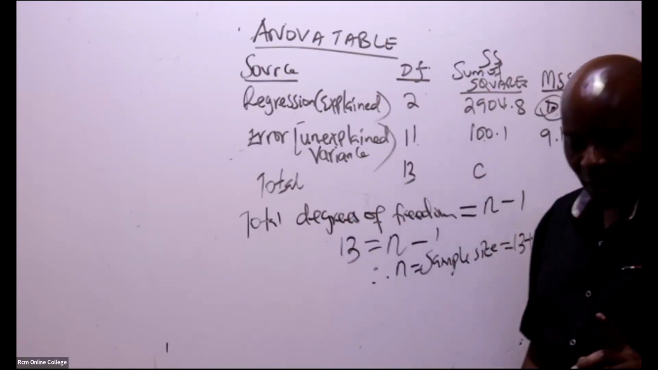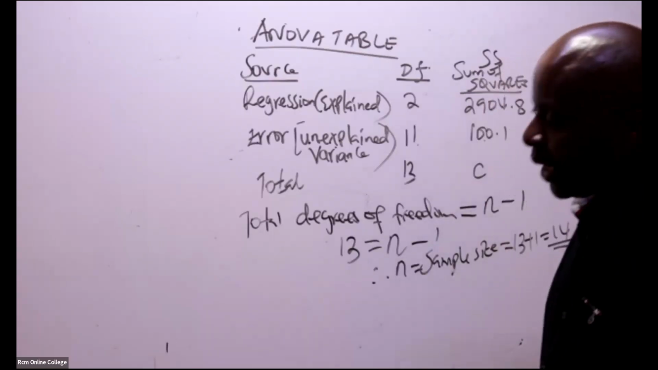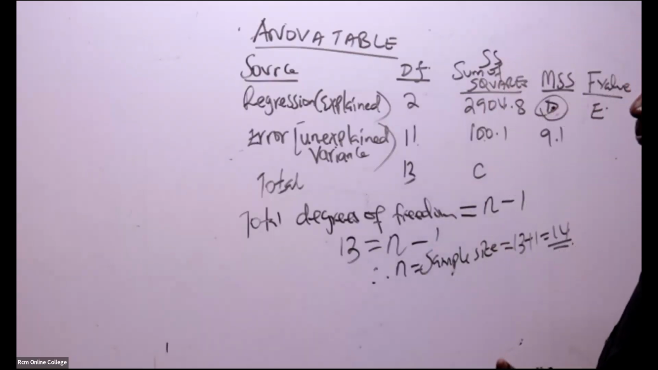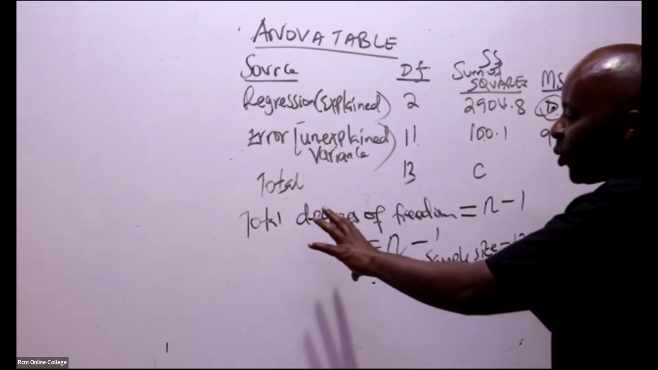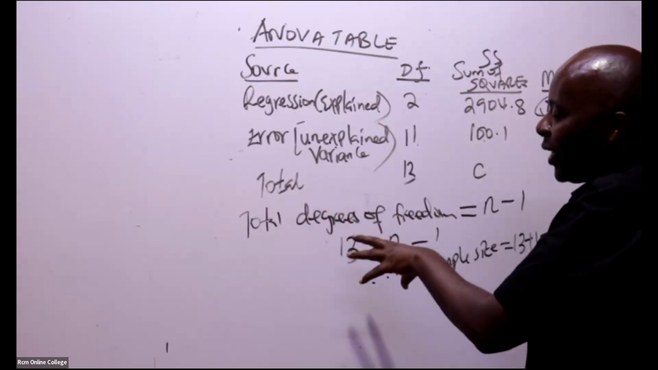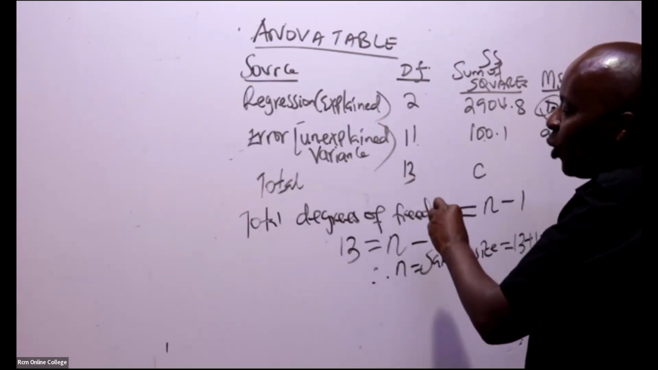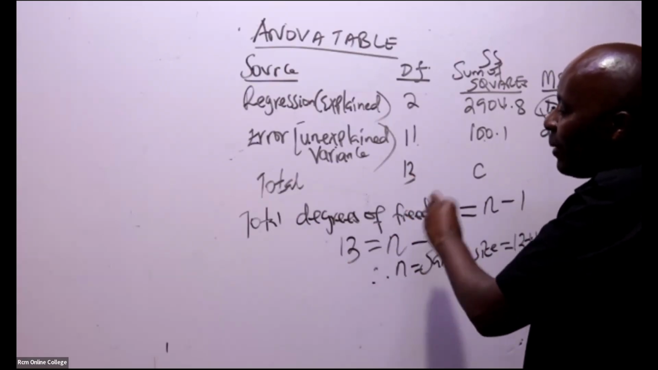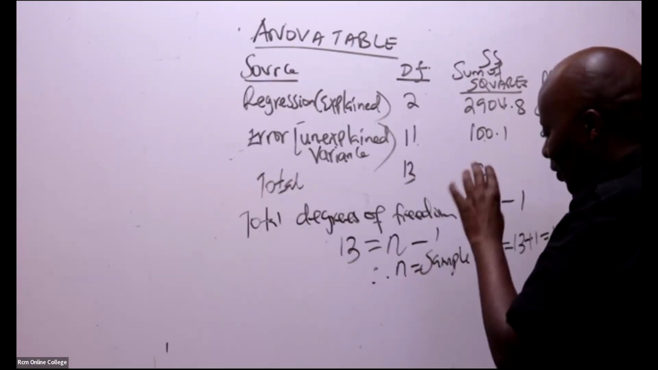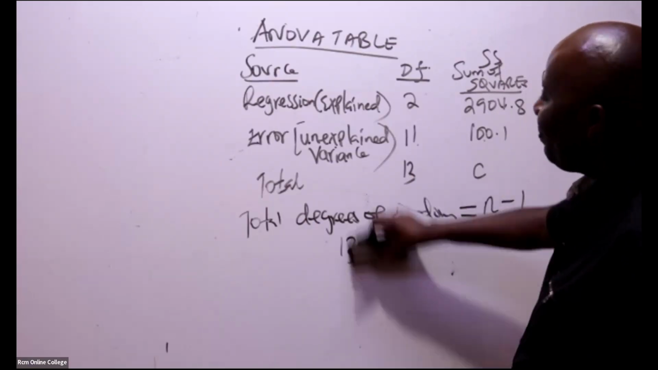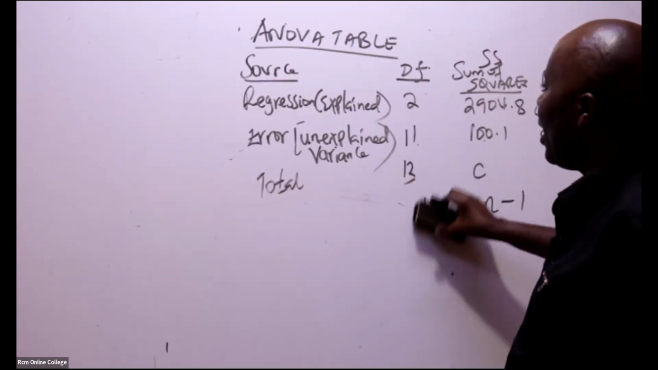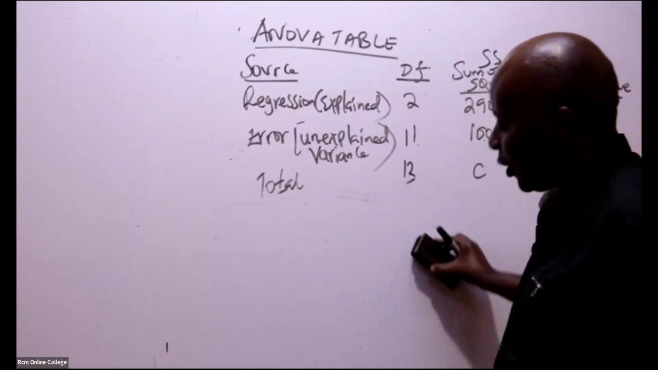The other one is what we call the error degrees of freedom. Here they have given us the degrees of freedom, and we have ended up getting, in this case, the sample size, which is very good. Our sample size is 14. Now from there, we have the error degrees of freedom.